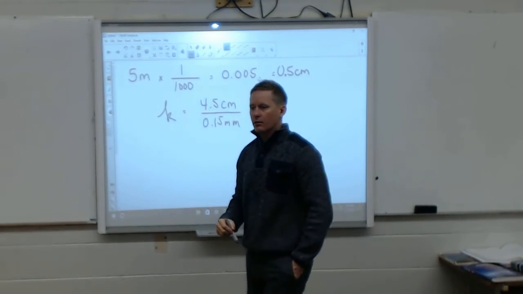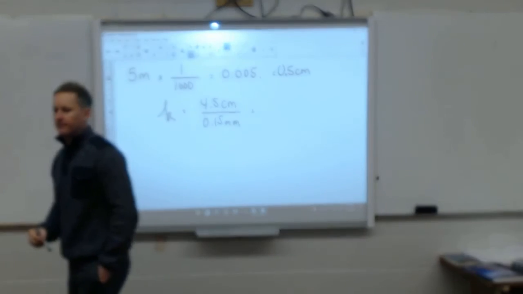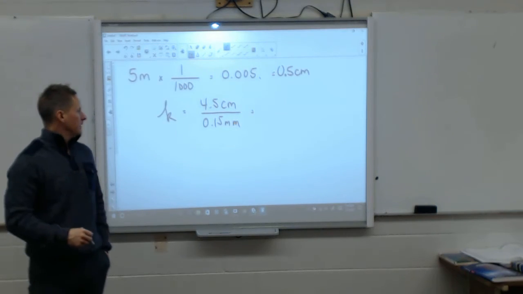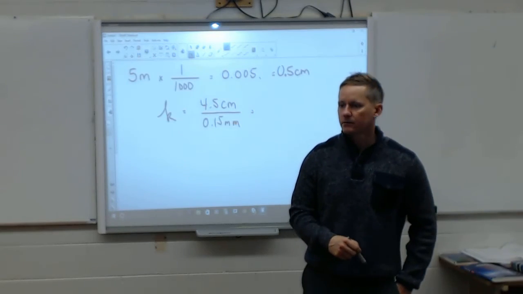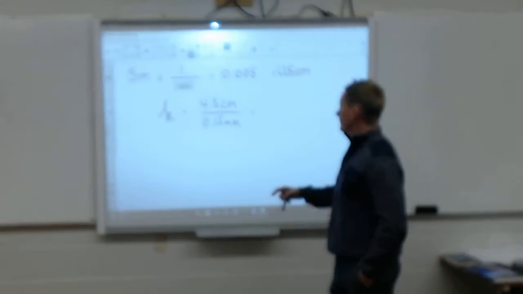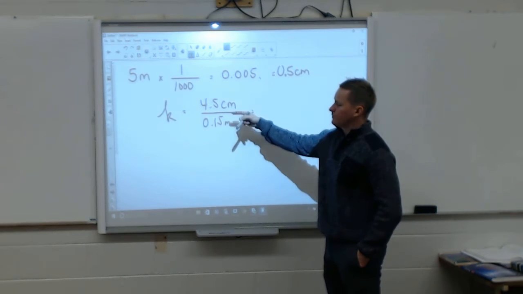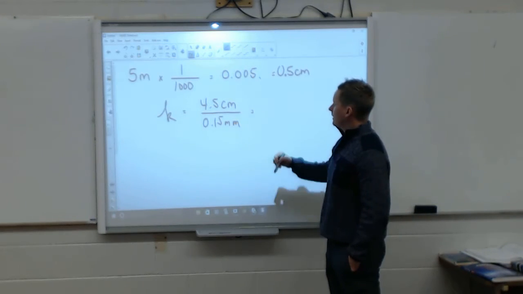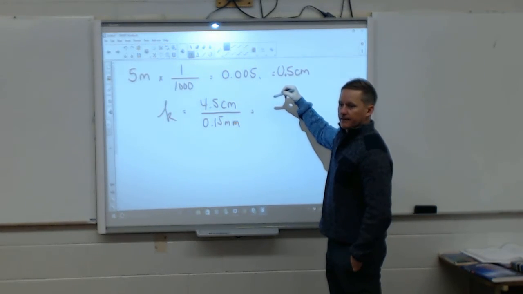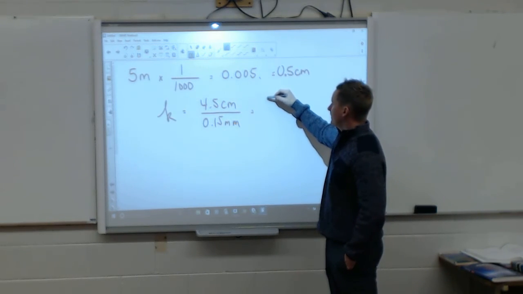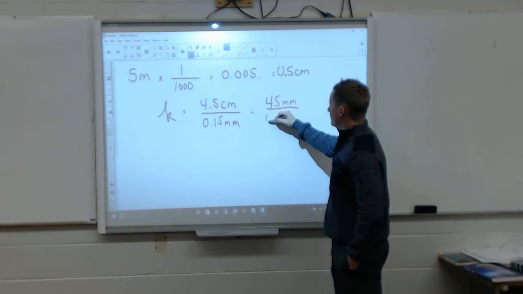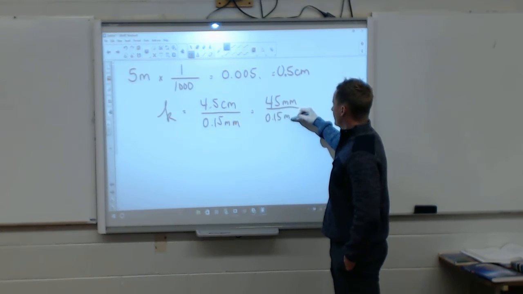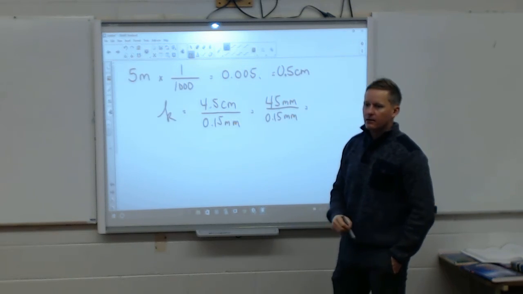What do I need to do in order to find the K value? Make them the same. So what do we want to change? Centimeters to millimeters or millimeters to centimeters? Centimeters to millimeters. How many millimeters is 4.5? How do you get that? Times by 10. There are 10 millimeters in 1 centimeter, right? So I've got 45 millimeters to 0.15 millimeters. So what's the K factor?